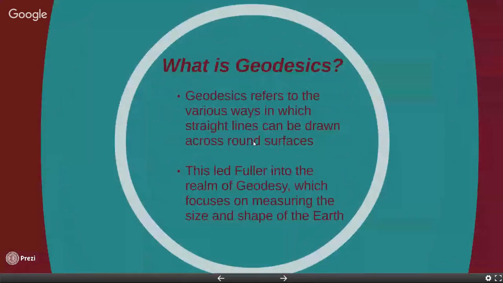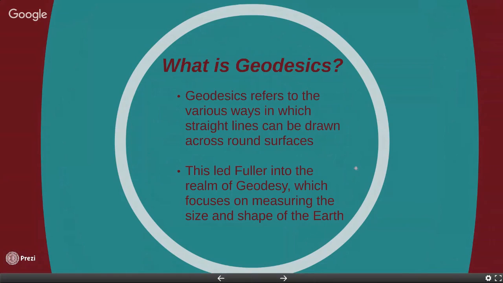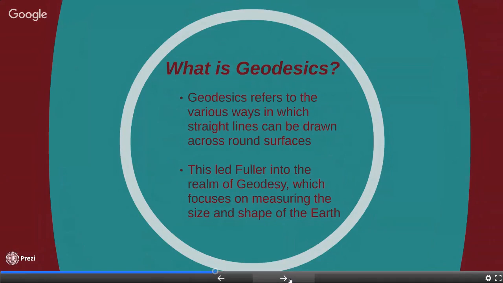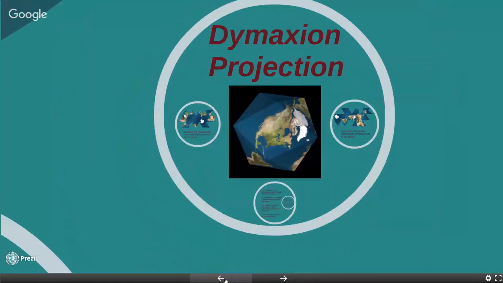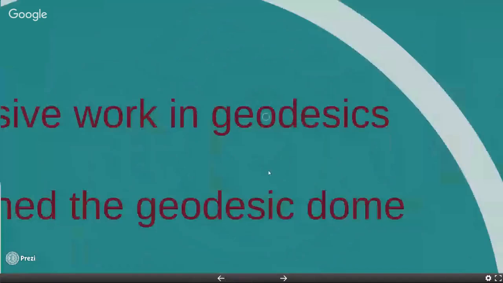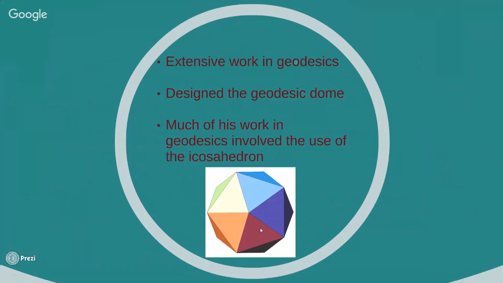Geodesics refers to the various ways in which straight lines can be drawn across round surfaces. And this interest led Fuller into the realm of geodesy, which focuses on measuring the size and shape of the Earth. So what this allowed Fuller to do is take this shape, the icosahedron. This is the icosahedron. And he took this shape and he applied it to the planet.